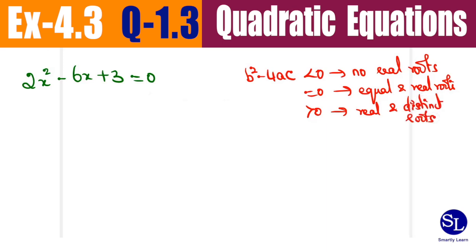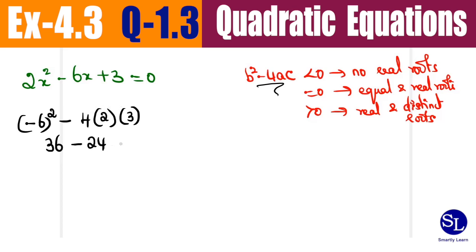So let us compute the value of b square minus 4ac for this particular equation to see what kind of roots it has. So b squared, b is minus 6, so minus 6 the whole squared, minus 4 into a is 2, c is 3. So minus 6 the whole square is 36, minus 4 2s are 8, 8 3s are 24. So this value is definitely greater than 0. So it is going to have real and distinct roots.